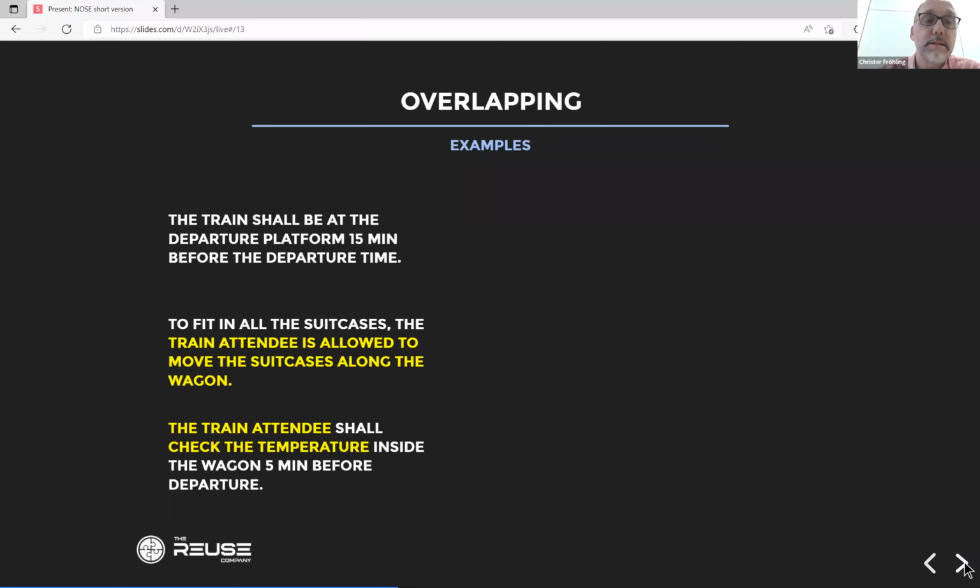If we have written this set of requirements based on our discussions with our stakeholders, for instance: the train shall be at the departure platform 15 minutes before the departure time. Okay, fine. To fit in all the suitcases, the train attendee is allowed to move the suitcases along the wagon, which means that we don't have any restrictions for how to operate the luggage. Then we have another requirement: the train attendee shall check the temperature inside the wagon 5 minutes before departure. And now we can check every requirement one at a time, saying this one is correct, this one is correct, this one is correct. But what happens if we start to compare them together?